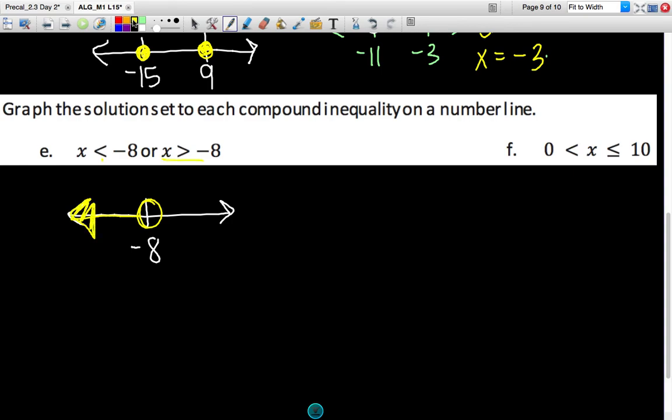And then we have the other one. x is greater than negative 8. So we're taking the same circle and we're heading to the right this time. So use what you know to check. This is an OR statement, which means we technically have two different dots going separate ways. While this may look connected, it's not because there's a break on this negative 8.